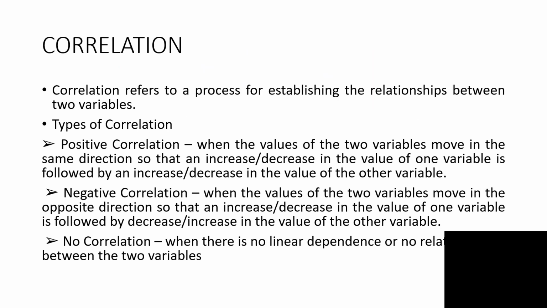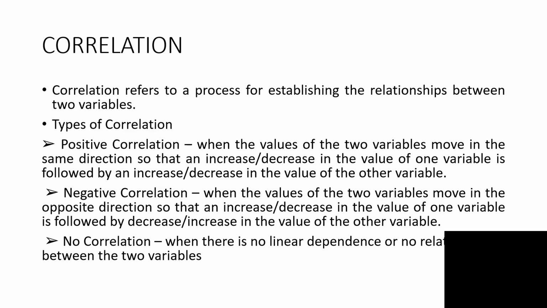So first we are going to discuss what is correlation. Correlation is a process of establishing the relationship between two different variables. We have different types of correlations: positive correlation, negative correlation, and no correlation. Positive correlation means the two variables we are comparing move in the same direction. For example, if one variable increases, the other variable value also increases.